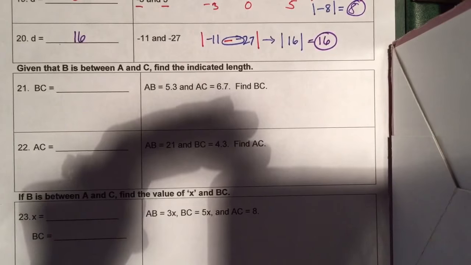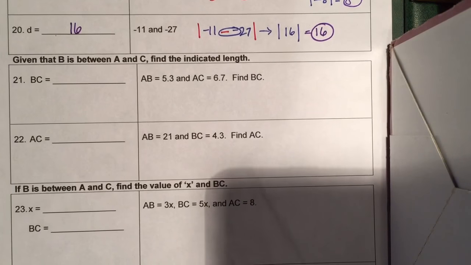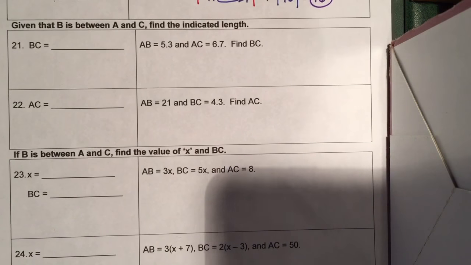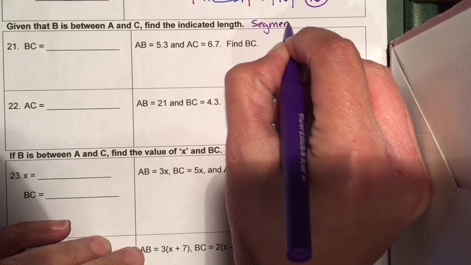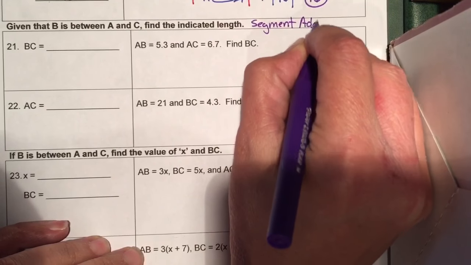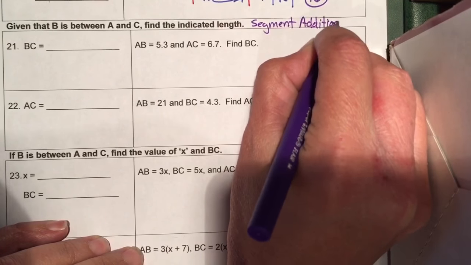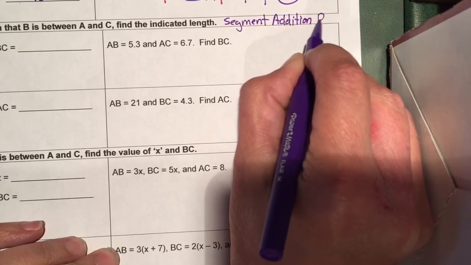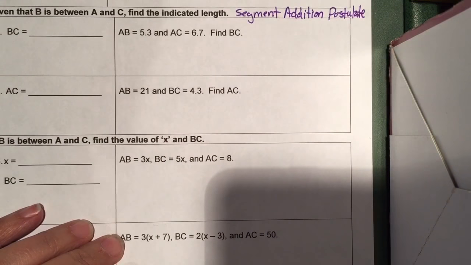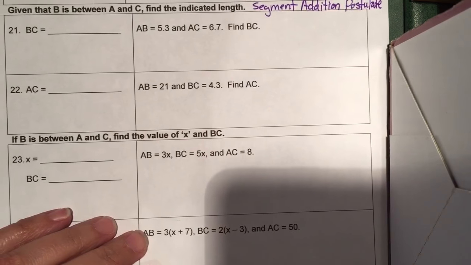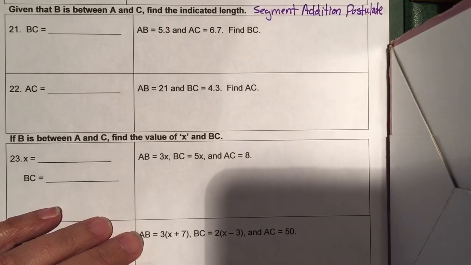So let's look at now using the indicated length. This is our segment addition postulate right here. So we're going to use the segment addition postulate. And what that means is, a postulate, by the way, is something that is just assumed to be true. We can't necessarily prove it. It's not something we can do with proof, but we just know it's true. That's what a postulate is. A theorem is something we can actually prove.